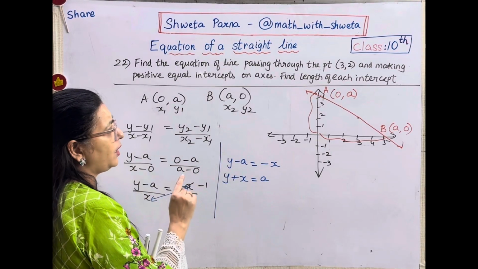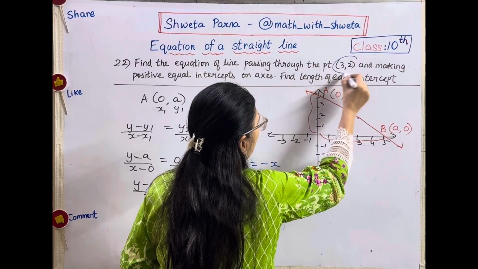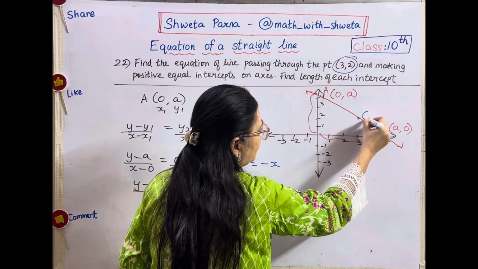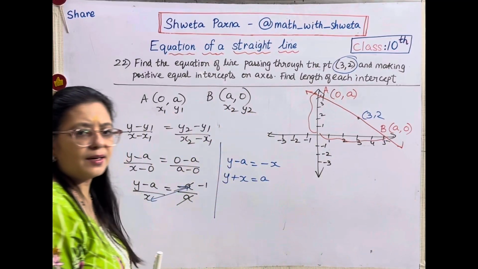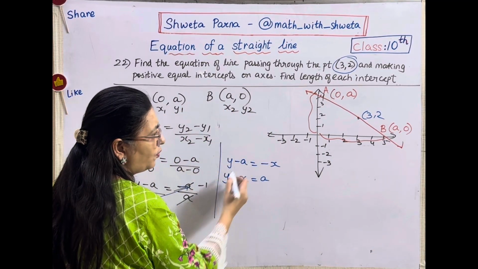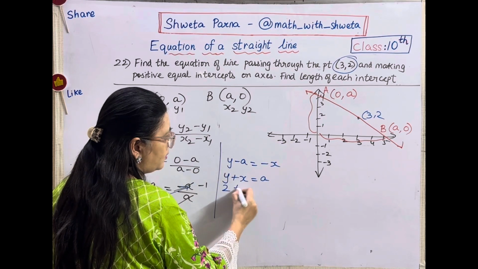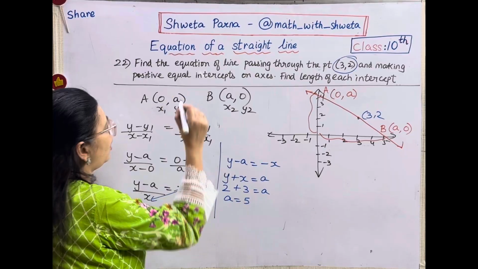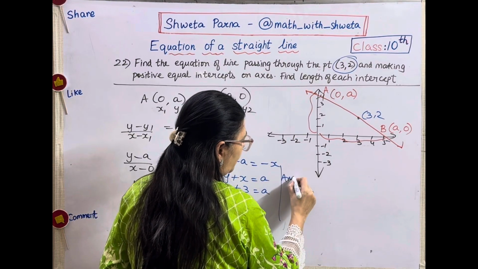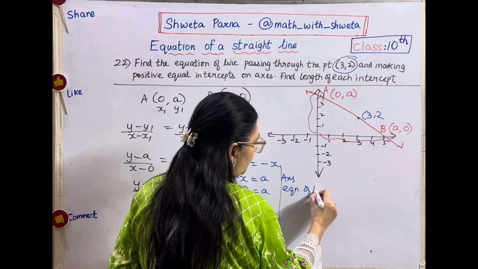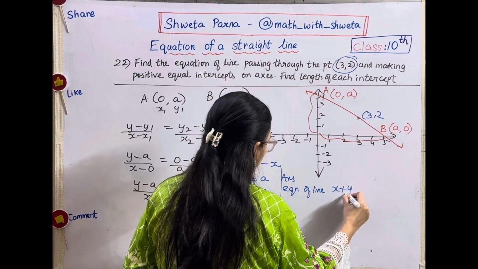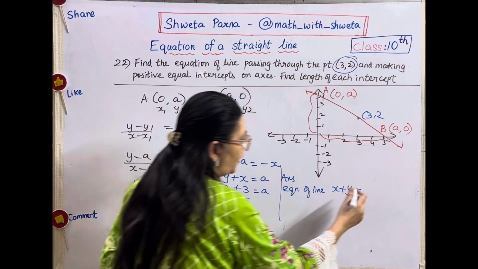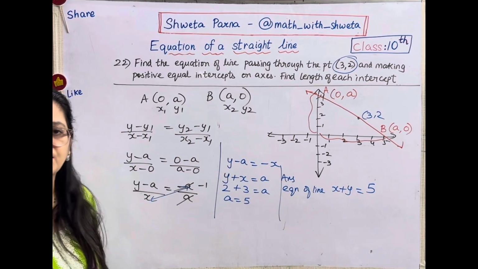Now they have given a hint that this point (3, 2) passes through this line. It is passing through this line. So substitute the values: y is 2, x is 3, is equal to A. So A is equal to 5. Now you got the equation. So the equation of the line would be x plus y is equal to A. What is the value of A? 5. So this becomes your equation.